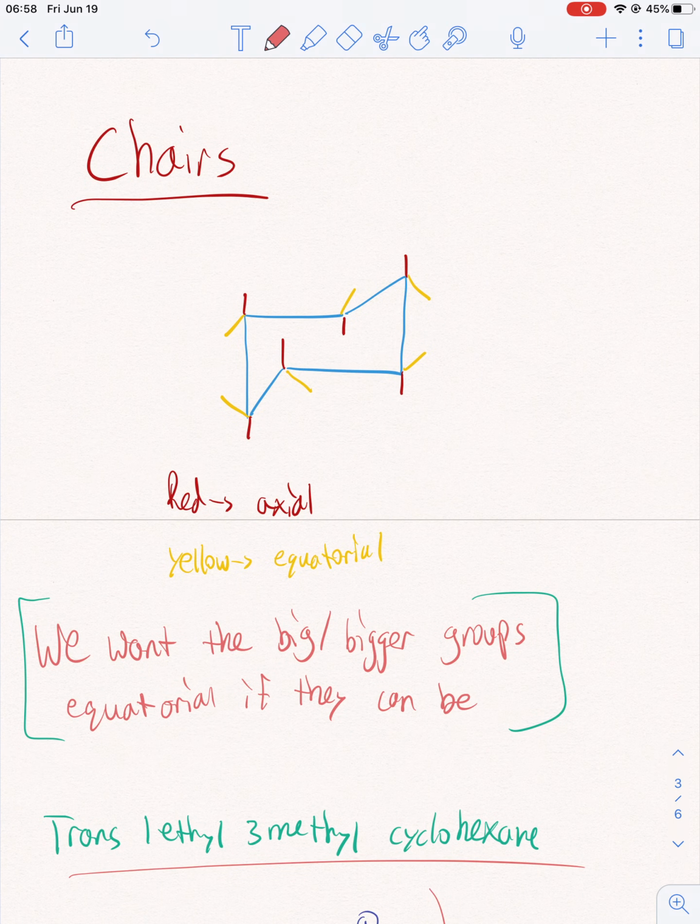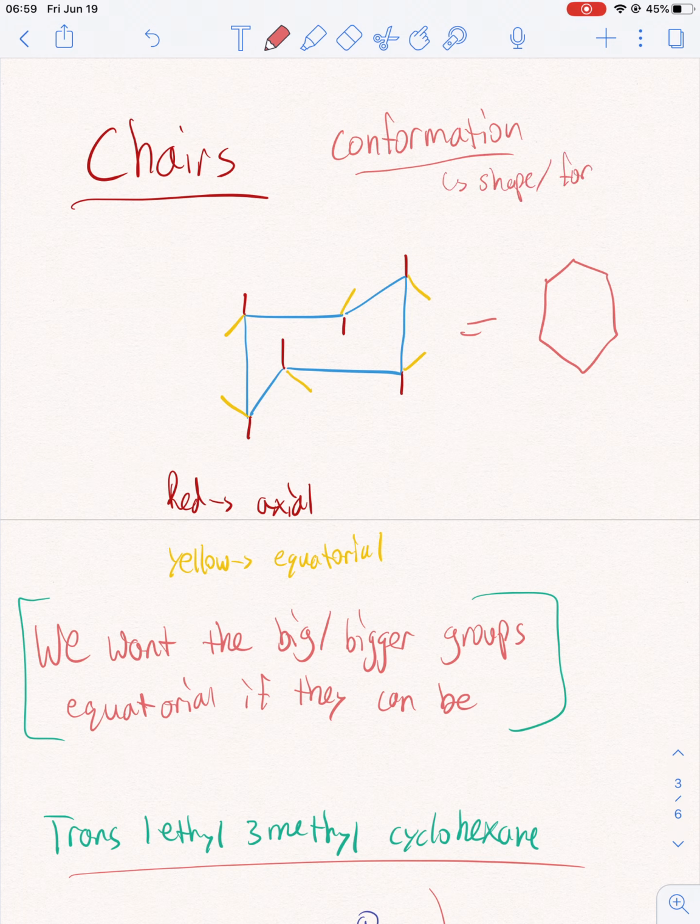Okay, so I want to do a video just on chairs and chairs in general. Chairs are another way to write cyclohexane. It's a different conformation. It's like a different shape or form that a molecule takes. So it's not a new molecule, it's a new way to look at an old molecule, okay?